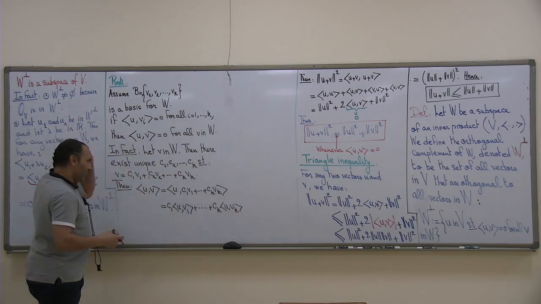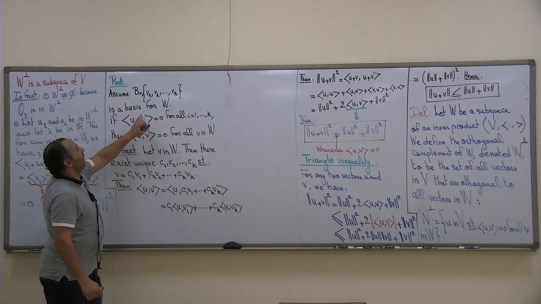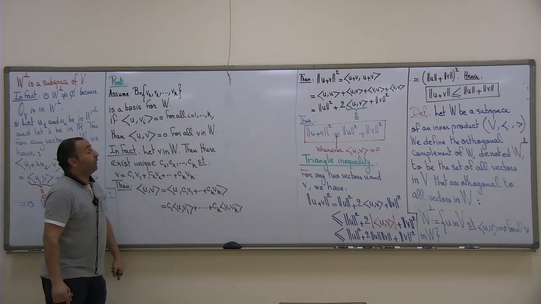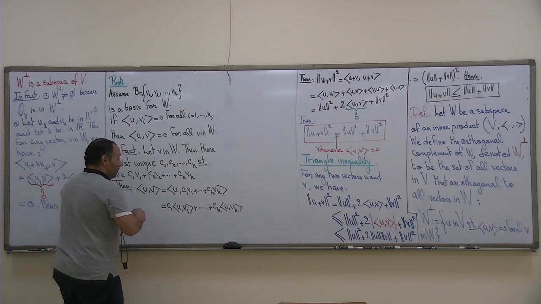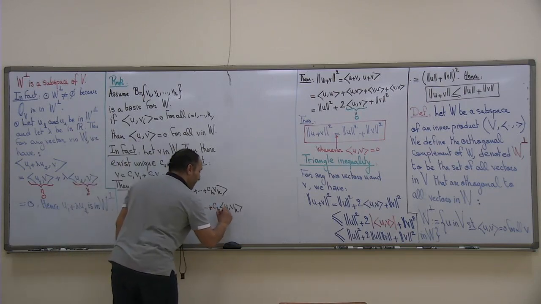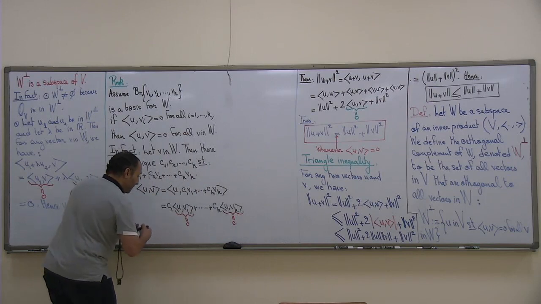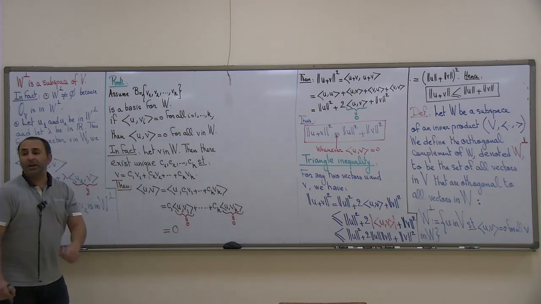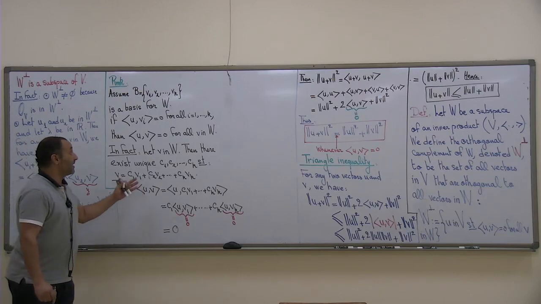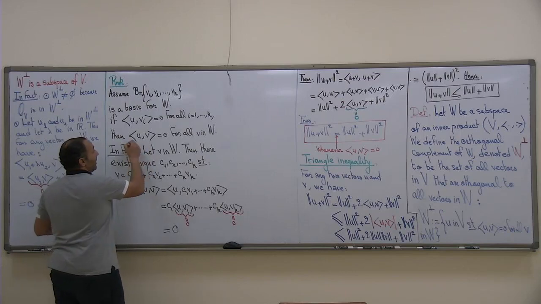Okay? Now, we are saying that U is orthogonal to all the vectors of the basis. So U inner product V1 is going to be equal to 0, and U inner product with V2 is going to be equal to 0. All of them are equal to 0, and so the result is equal to 0, which means that U is orthogonal to V. That is our statement here.